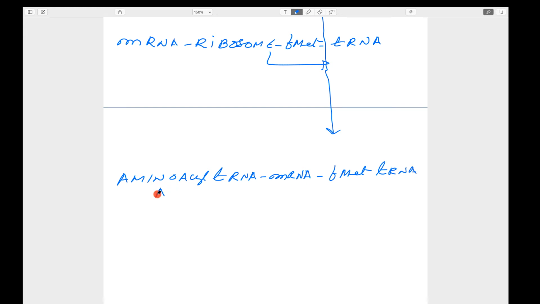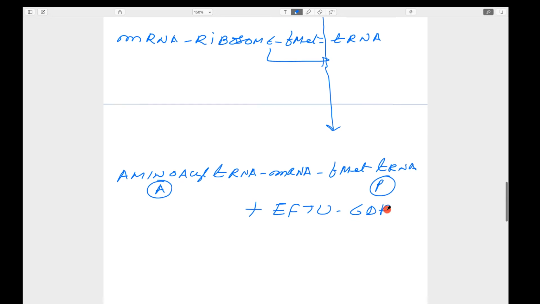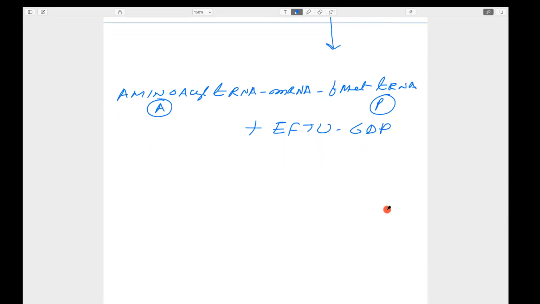So then this becomes the A site, this becomes the P site, plus releasing the EF-Tu GDP. What does it mean? In this process, GTP is hydrolyzed into GDP. So this EF-Tu GDP shall be regenerated into EF-Tu GTP. EF-Tu GDP shall be converted to the EF-Tu GTP.